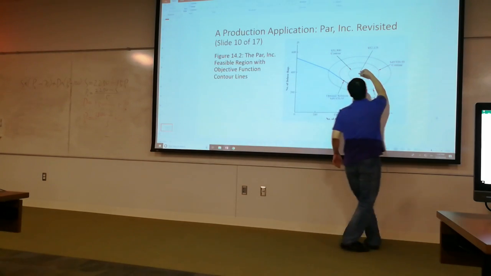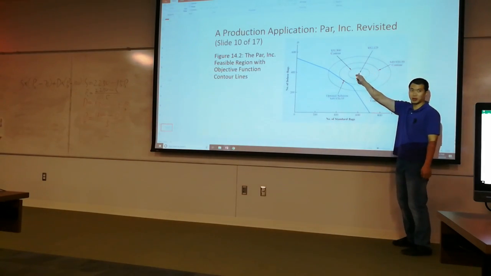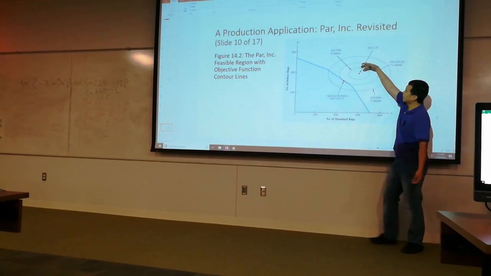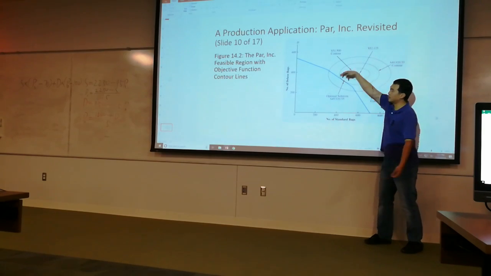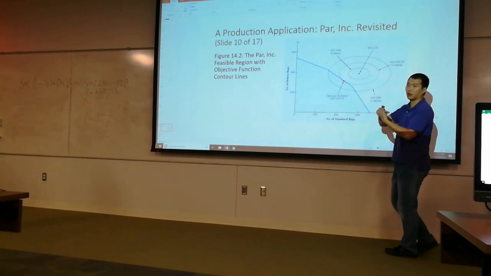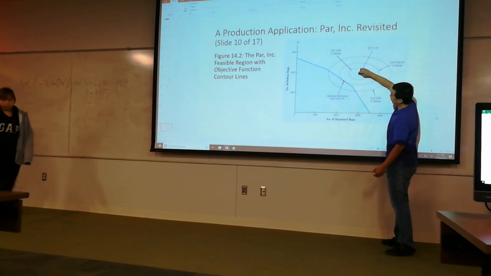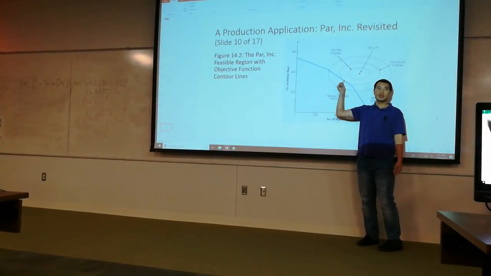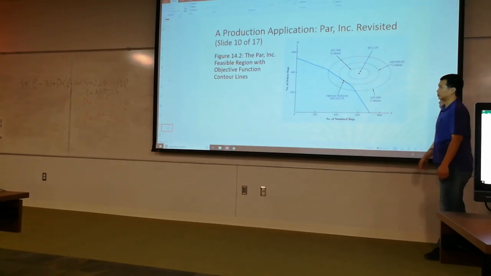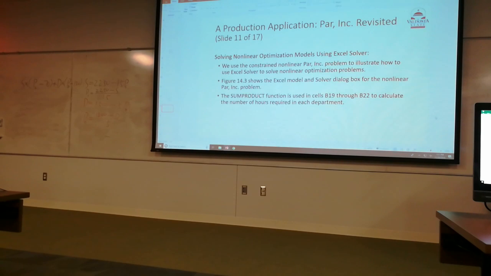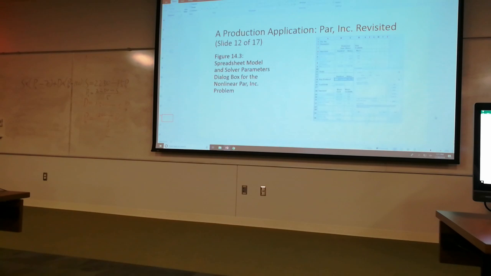So we have the unconstrained optimal solution. Then we have the contour lines. Each line represents the solutions that give the same objective function value. Then starting from this point, we search. When we reach this point, that's our optimal solution. So that's how the search algorithm works.